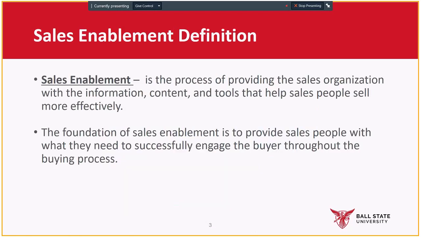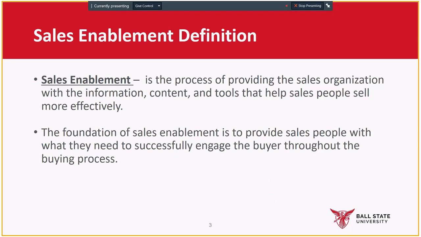Right? So if you take a look at how to define sales enablement, it's the process of providing the sales organization with the information, the content and the tools that help salespeople sell more effectively. Again, remember that one of the things we see happening more and more is that there are close to 5.4 or 6.8 people in the customer's buying decision process. And if that is the case, salespeople now have to deal with multiple people in the customer's organization, which makes it harder for them to stop every time a new person comes into the buying decision and then adapt their sales pitch accordingly.